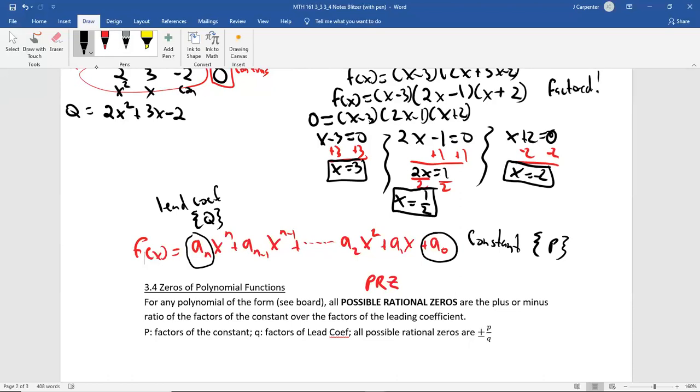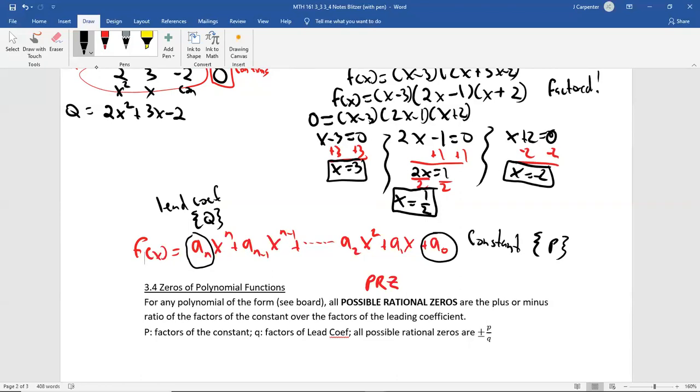If the constant at the end was, say, a 12, 1, 2, 3, 4, 6, and 12, I was making sure I had all those in my head. 1, 2, 3, 4, 6, and 12 would be the factors of the constant, so those would make up the values of P. So all possible zeros are every single number that divides into the constant divided by every single number that divides into the leading coefficient, but it could be positive or negative. You have to account for both.